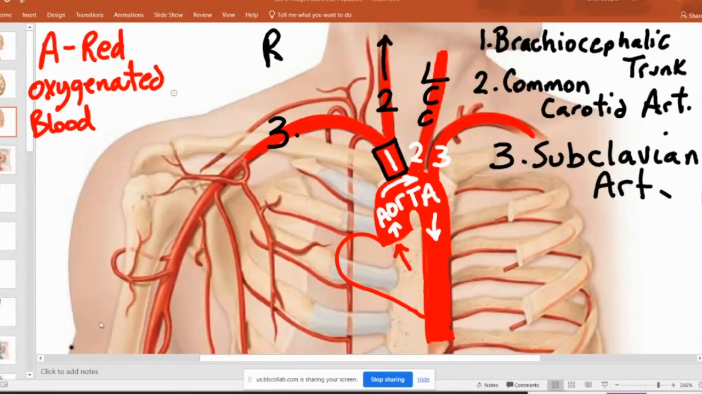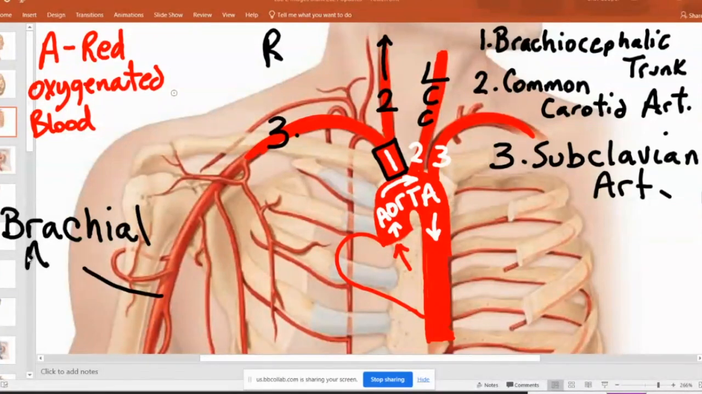Subclavian continues, and as it gets out here, now it's in the arm. So anybody want to tell me, what do you think would be a great name for the blood vessel of the upper arm? Brachial. I'm just going to start putting A. When I put A, what does that stand for? Artery. Very important to understand on test day.